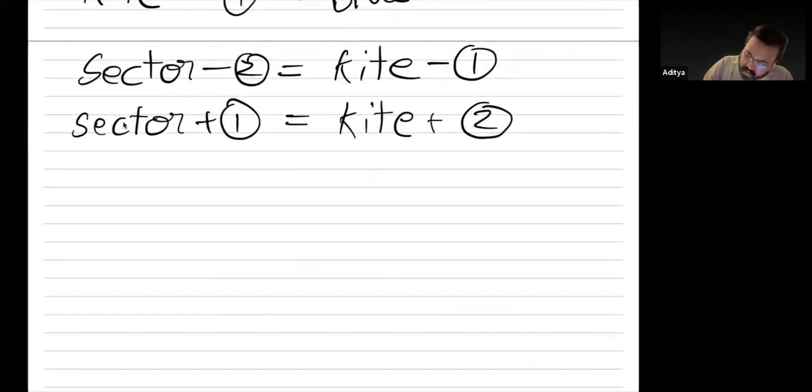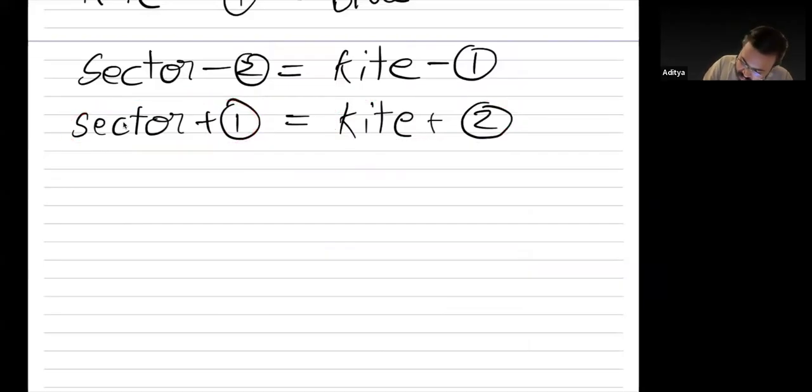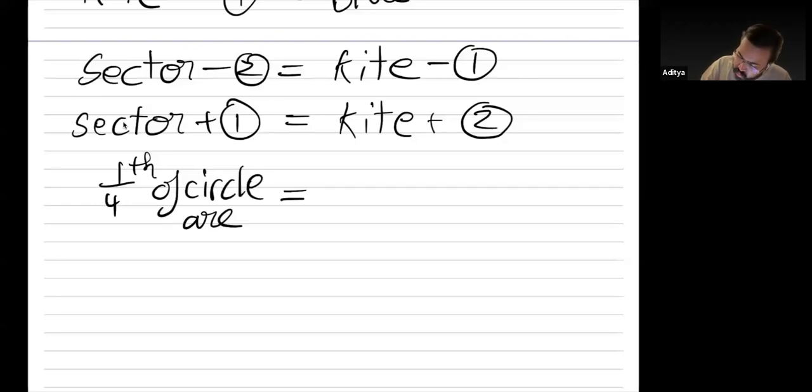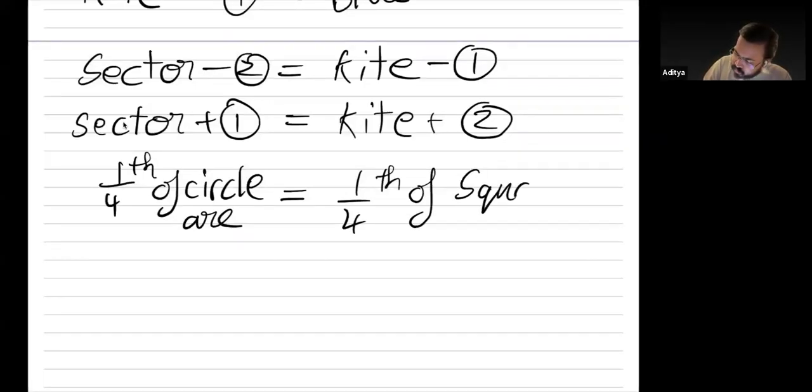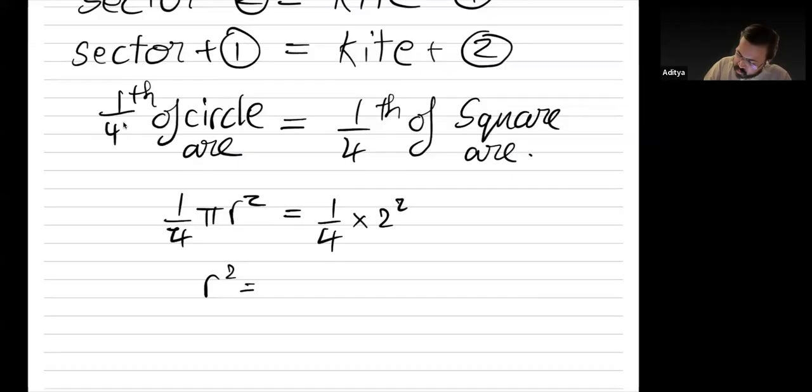Basically, sector plus region 1, and kite plus region 2 means we have 1/4 of circle is equal to 1/4 of square region, square area. So we can write 1 by 4 pi r square is equal to 1 by 4 a square, which is 2 square. And we get directly r square is equal to 4 upon pi, which gives us r is equal to under root of 4 upon pi.